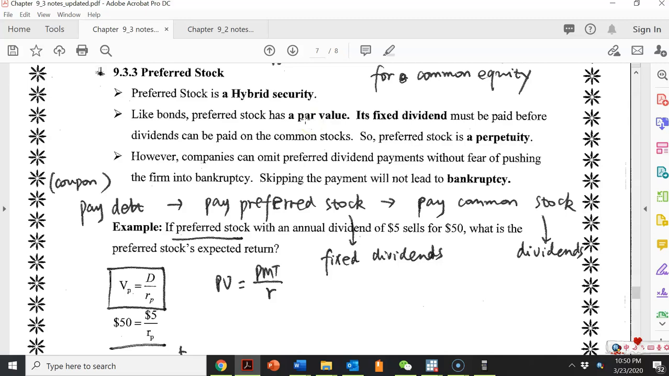Just like you receive coupons from the bond, you have par value and fixed dividends for preferred stock. But it's also like stock, so you get the dividends on and on. There's no maturity date. It could be a perpetuity. Preferred stock is also similar to common stock in the way that if the firm fails to pay the dividend, the firm does not go bankrupt.